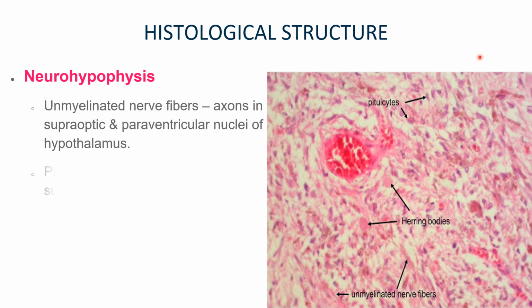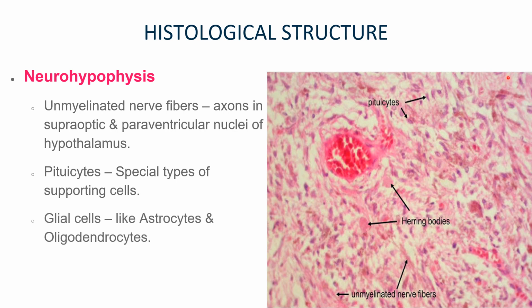Second one is pituicytes. They are a special type of supporting cells having long dendritic processes. These are present between the axons. And finally, the glial cells. So they are like astrocytes, and oligodendrocytes are also seen.